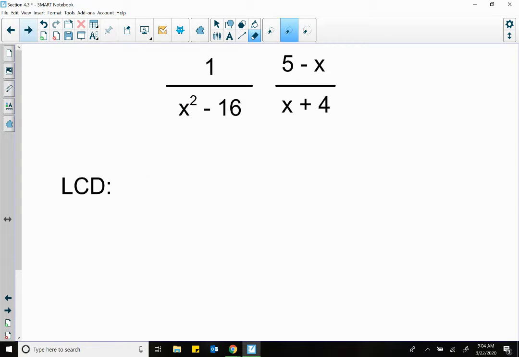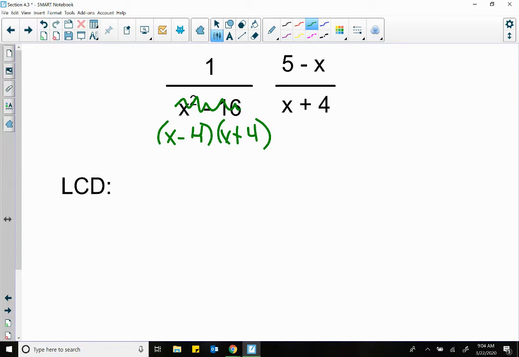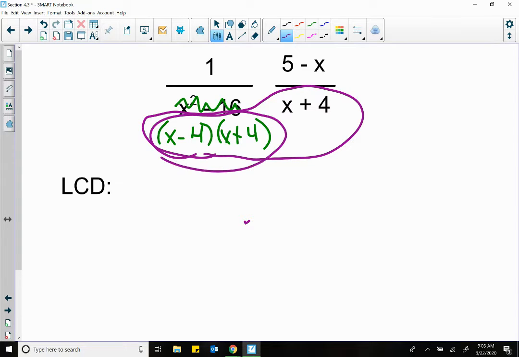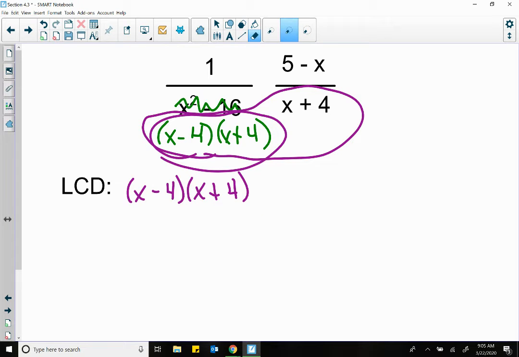All right. So again, on this one, let's talk through here. Just like in our directions, you got to make sure everybody's factored. So this is x minus 4, x plus 4. Okay? So you now know what your denominators are. We need to find the least common denominator, the LCD. So again, using my trick, start with the first denominator right here. Write it all down. All right, and there we go.